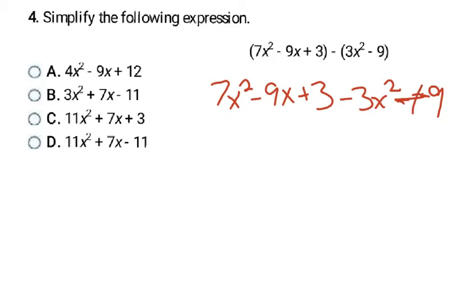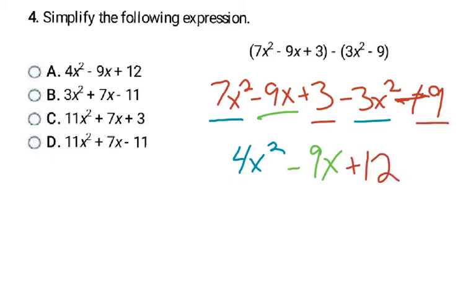And so now I've just combined like terms. I'm going to start with 7x squared and minus 3x squared, which is 4x squared. And next I'm going to look at my x terms. I only have one of those, so that's going to be a minus 9x. And then I'm going to look at my regular numbers, 3 and 9, and 3 plus 9 is 12. And so that's going to be my final answer, which is letter A.